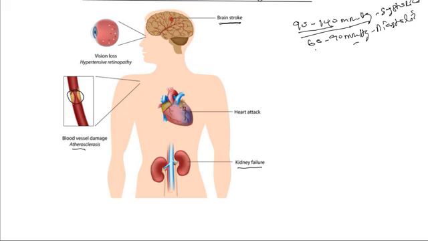Functions of mammalian blood. The mammalian blood consists of a pale yellow colored fluid known as plasma.